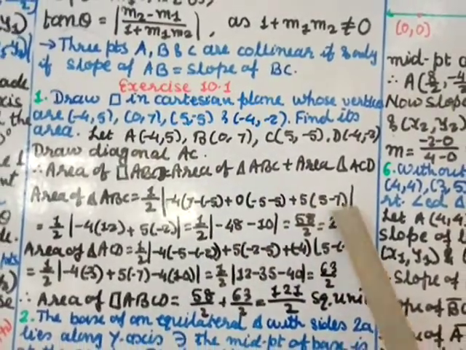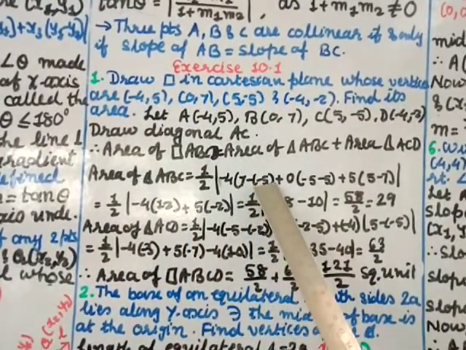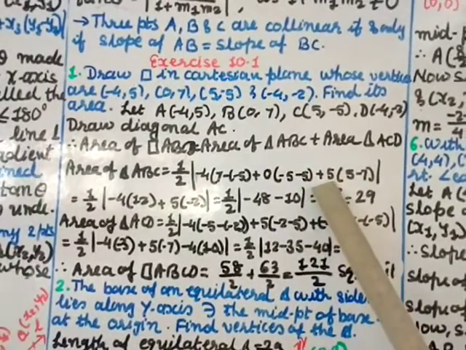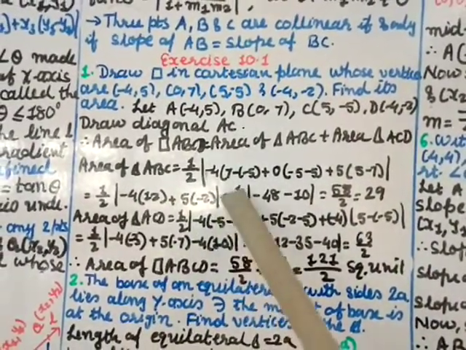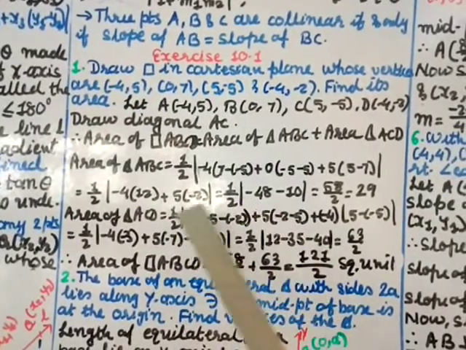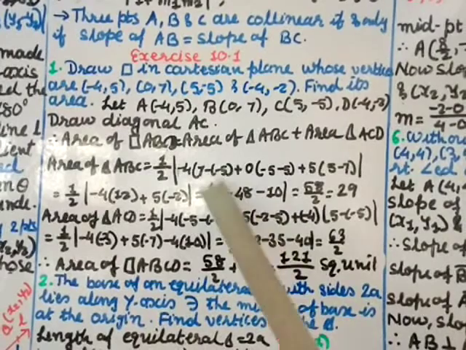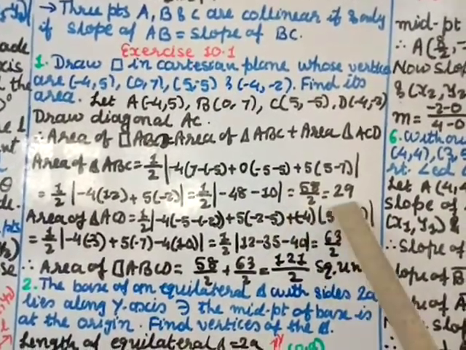So put the values that you get: 1 by 2 into minus 4 times, minus and minus becomes plus, 7 plus 5 is 12, plus this value will become 0, and 5 into 5 minus 7 gives you minus 2. Okay, when you simplify, you get 1 by 2, this value is minus 48, minus 10, so this gives you minus 58, but when you take it out of the modulus, you get it positive, so 58 by 2, which gives you 29.